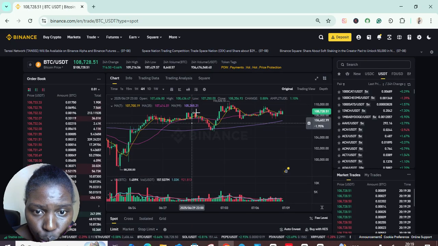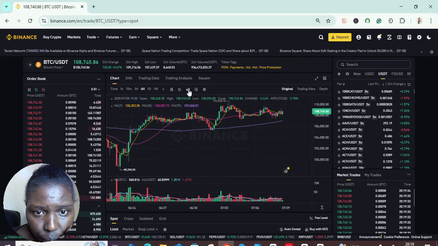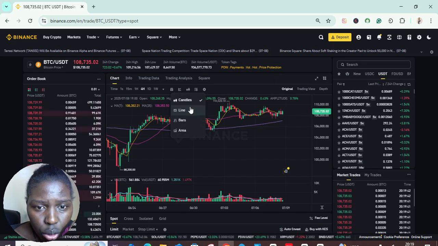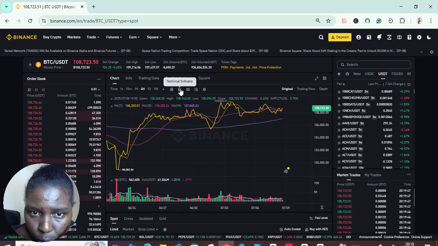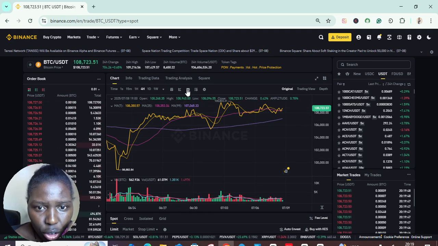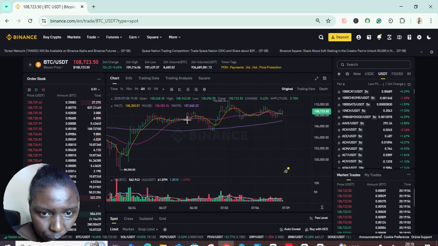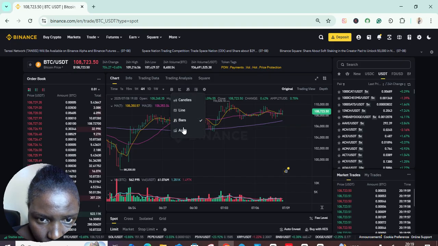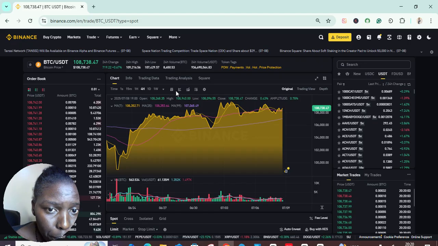Also, if you don't want to trade with the candlesticks, you can always change here. You can click here and select something else to represent the price change of the Bitcoin. You can select the line graph. You see it has changed. If you see that the line graph is complicated, you can click here and change it to bars. You see it's changing. If you don't want to trade with the bars, you can trade with the area. That's how the Bitcoin price has changed.